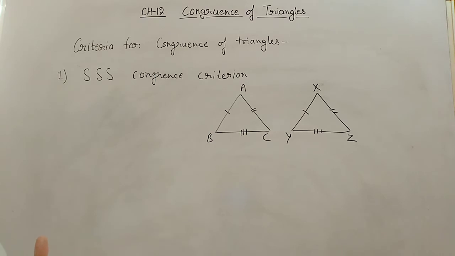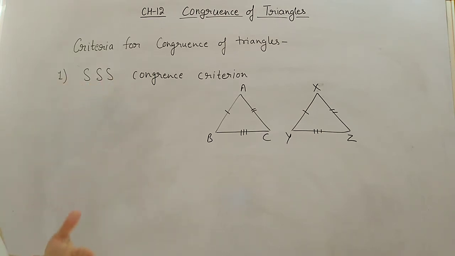In those 3 elements, you compulsorily have to take one side, and the other 2 you can take as angles, or you can take all 3 sides, you can take 2 sides, you can take 1 side. Like this we can take. So the first criteria is SSS congruency. SSS congruency means side, side, side.